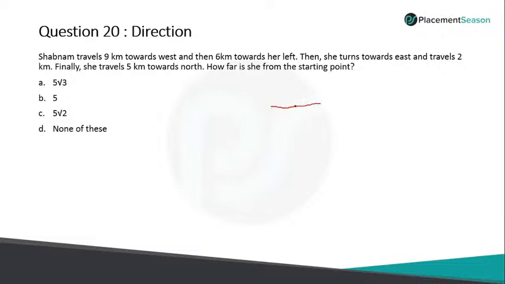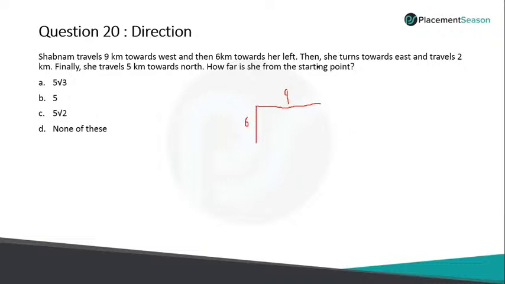Sorry for my line, she is maybe not walking straight. It is 9 kilometers. She is walking west, which is 9 kilometers, and then 6 kilometers towards her left. Now, if she walks west, she will be facing west. For facing west, if she turns left, it should be south, right? And she covers 6 kilometers.